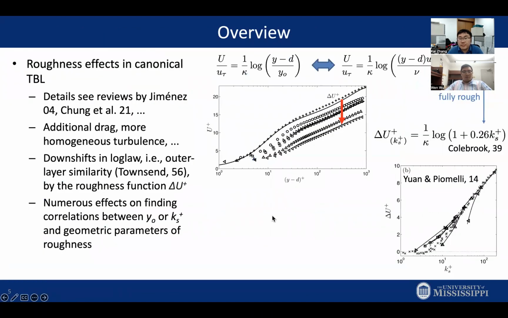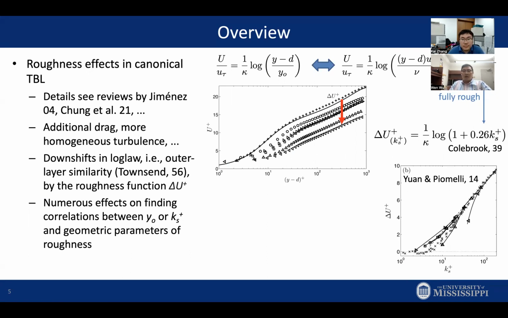So, a very broad review of the roughness effects. What does it do to turbulence? There are extensive studies, and you can see more details in Jimenez and Chung's reviews. But I would like to point to a few important factors in this talk. First of all, roughness, as we all think, causes additional drag because it protrudes from the surface into the flow. What people have observed is that it causes more homogeneous turbulence, but from the engineering point of view, what is important is how we predict it.